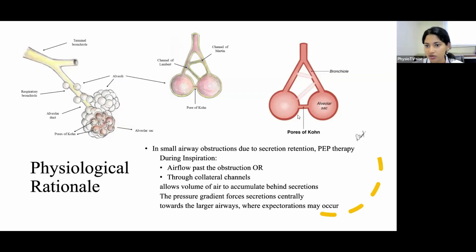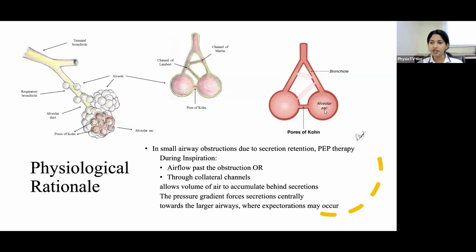On a much closer look, let's understand what is the rationale here. If there is a lot of secretion that is getting accumulated in this space, with PEP therapy there will be these alternate channels. So in case there is an inspiratory force being generated, with the inspiration the air is not going to be able to go into this alveolar sac. Instead, the air will flow through the channel of Martin, the channel of Lambert or through Kohn, and enter this alveoli and finally enter behind the secretions which would be lying in this alveolar sac.